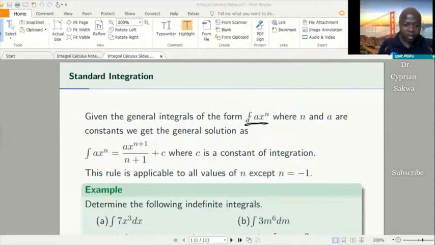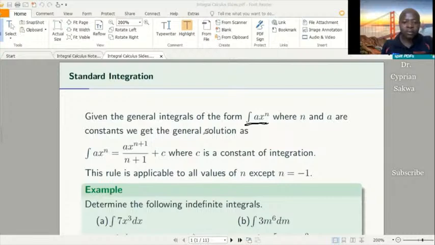So I'll begin with what we already know: if you're given an integral of this form, where n and a are constants, and you are asked to integrate it, generally this is how we give the solution. We raise the power by 1, so this is x raised to n, so it will be n plus 1, then divided by the new power, then add a constant of integration, c. So that's what we just do, and we'll look at various examples before we start doing other types of integration.